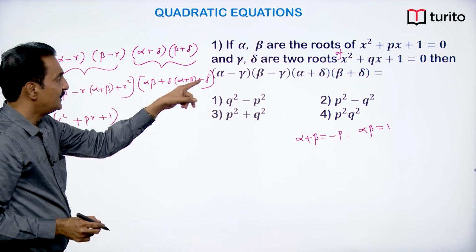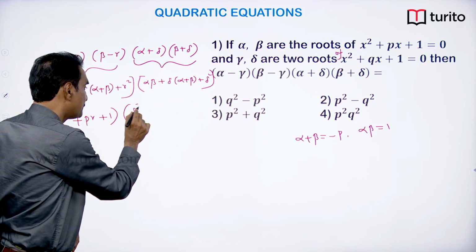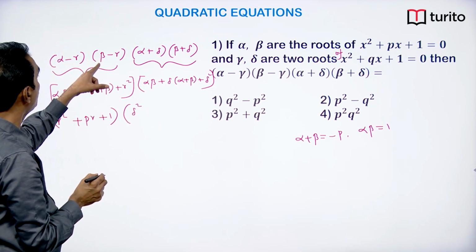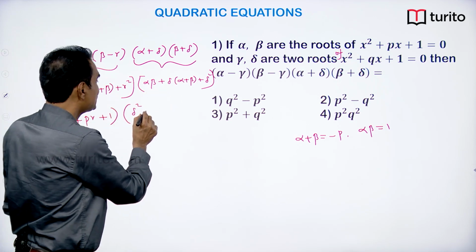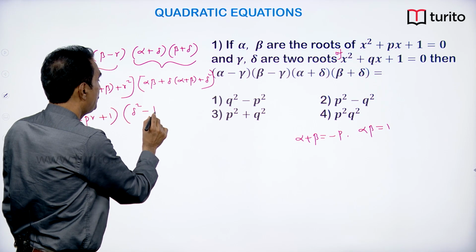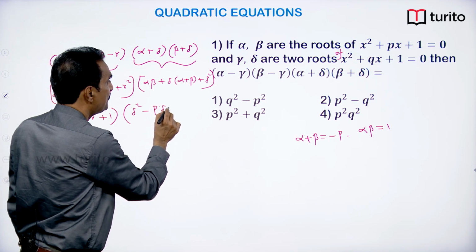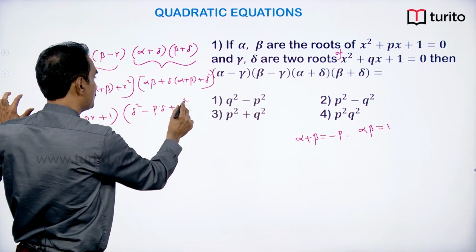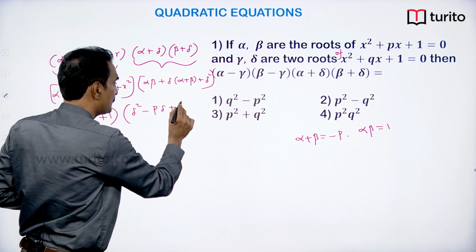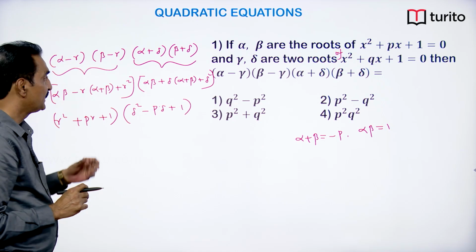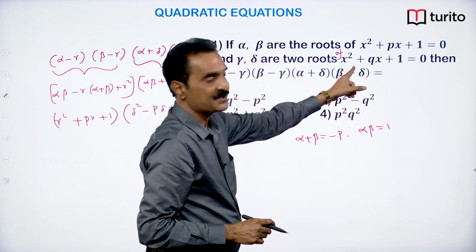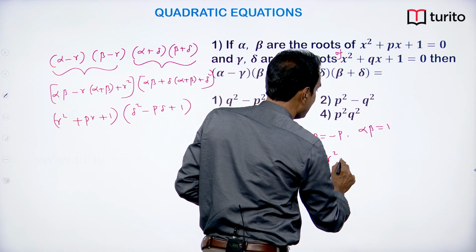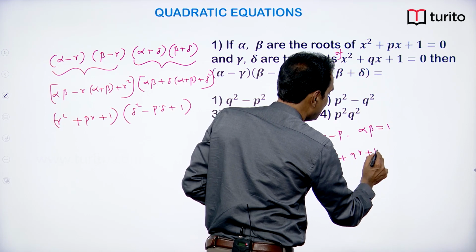And the second, delta square, and this is, this is what? Minus p delta plus 1. Now, what can you do? Gamma and delta are the roots of this equation. Okay. So, gamma satisfies this equation. So, gamma square plus q gamma plus 1 is 0.